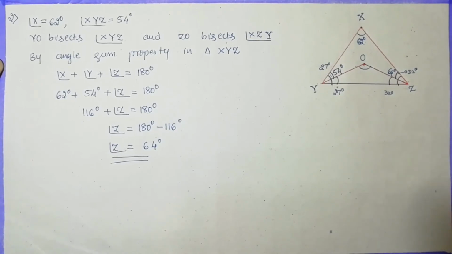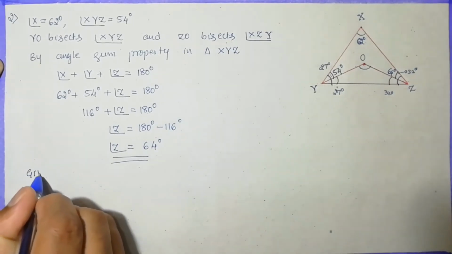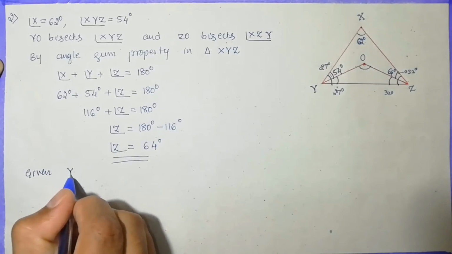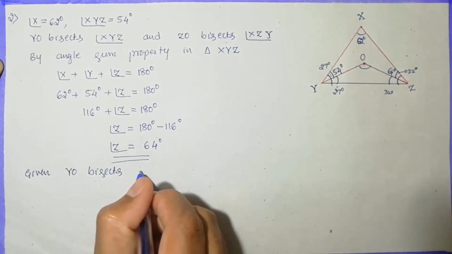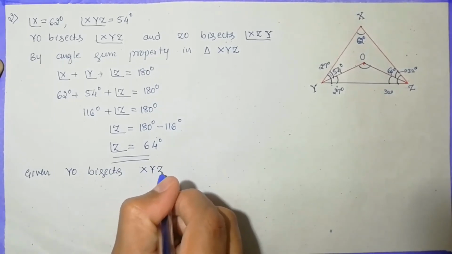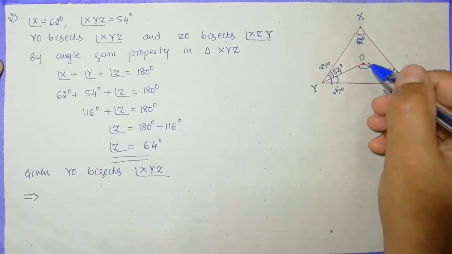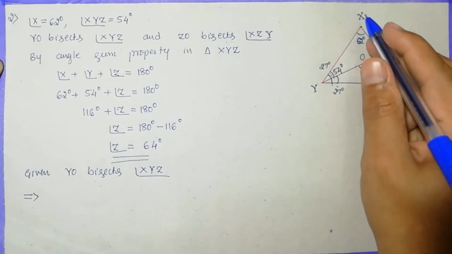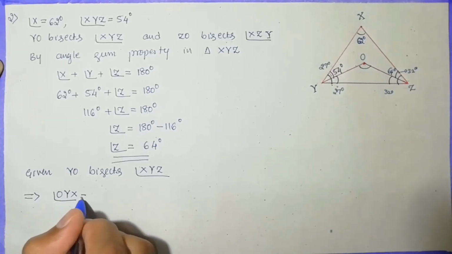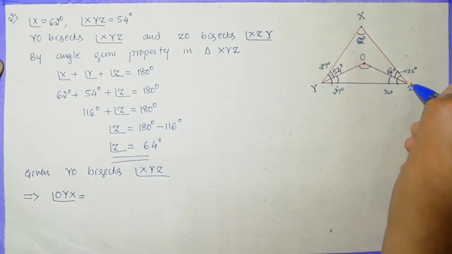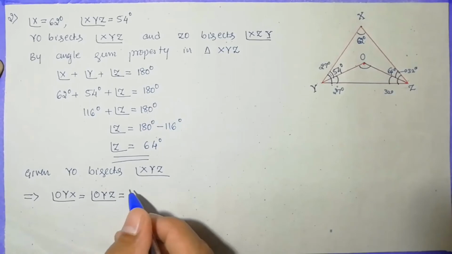Okay, now look at here, very important thing, you have to write this down. Given YO bisects angle XYZ, this implies angle OYX is equal to angle OYZ, because these two parts must be equal, and each is equal to half of 54.